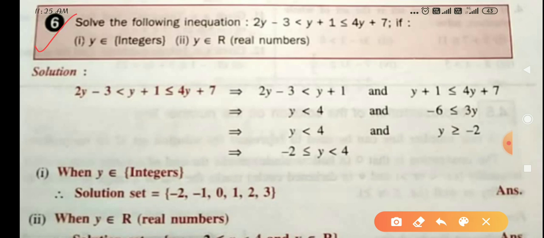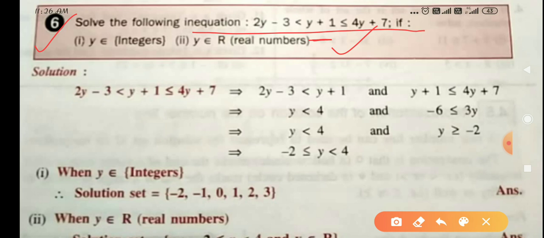Here you can see, solve the following inequation. This inequation is new for you. Here you can see two inequality signs are used. Actually two inequations are combined here. And how can you separate these two inequations? With the help of the middle term you can separate.